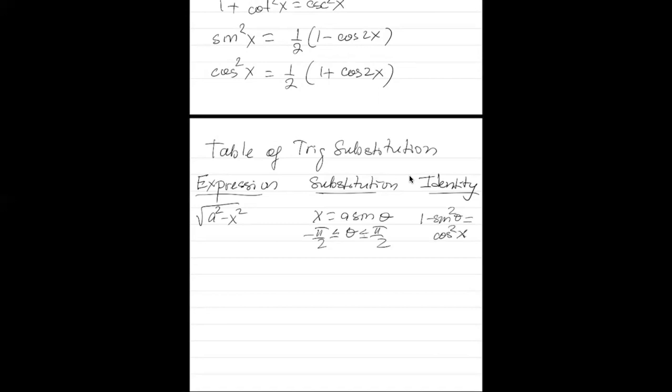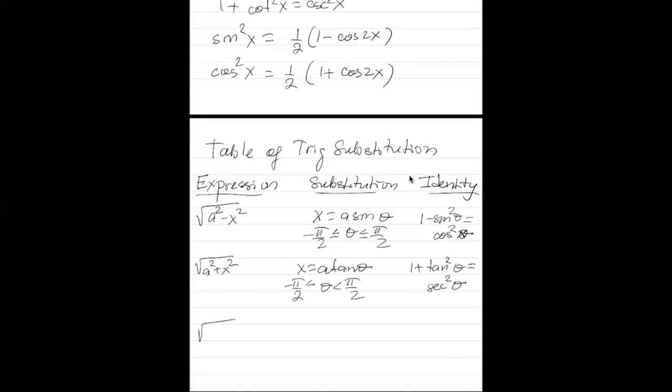Another type of expression is the same but with plus, and here we use the substitution x equals a tangent theta. The theta here is between negative pi over 2 and pi over 2, but not equal, since tangent is not defined when theta is pi over 2. The identity we use here is 1 plus tangent squared theta equals secant squared theta.